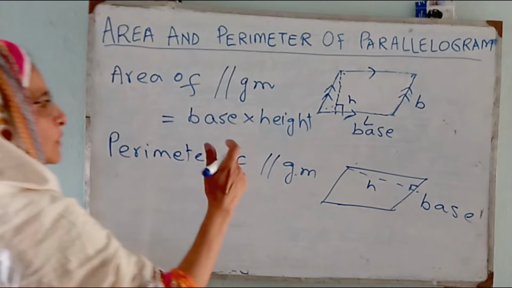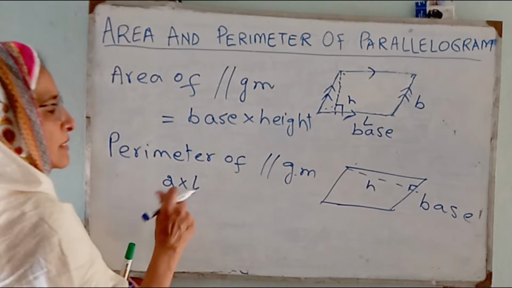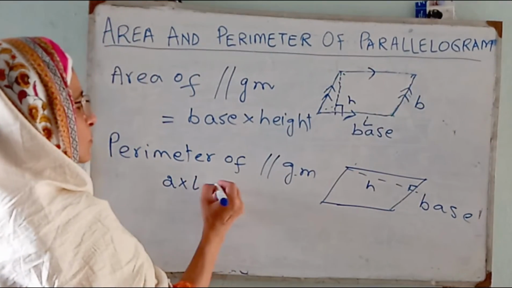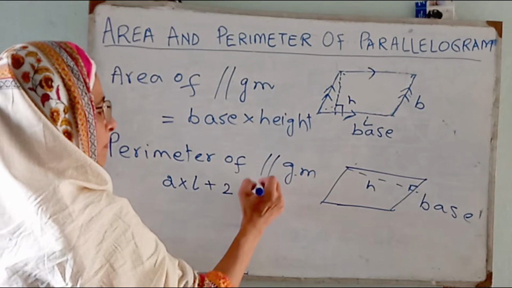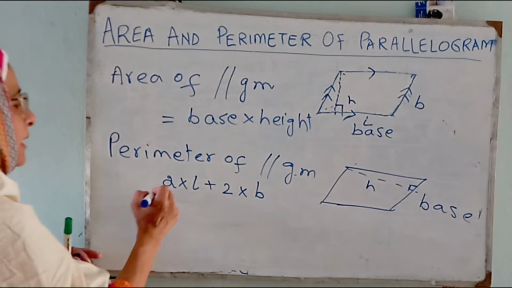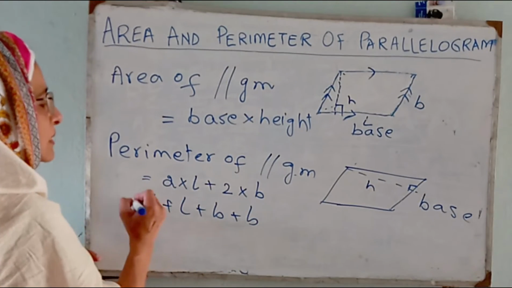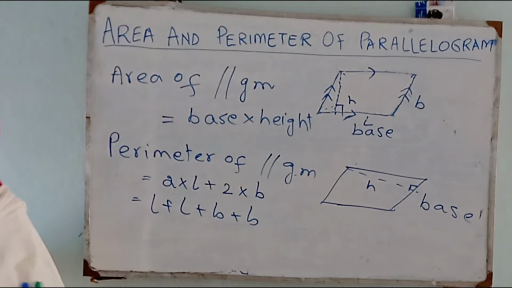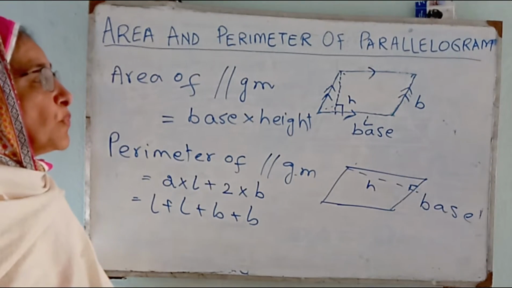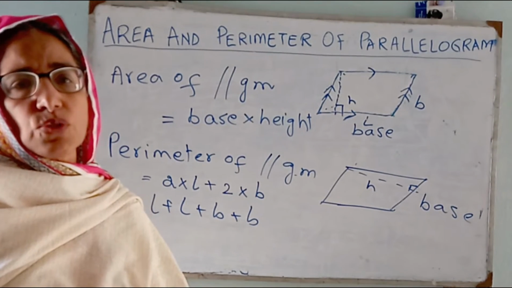So what we are going to do is, 2 multiplied by length, since 2 opposite sides are equal, plus 2 multiplied by breadth. Or you can add length plus breadth, add all the sides, and you will get the perimeter of this shape. One more common thing, which I have previously discussed in the triangle also.